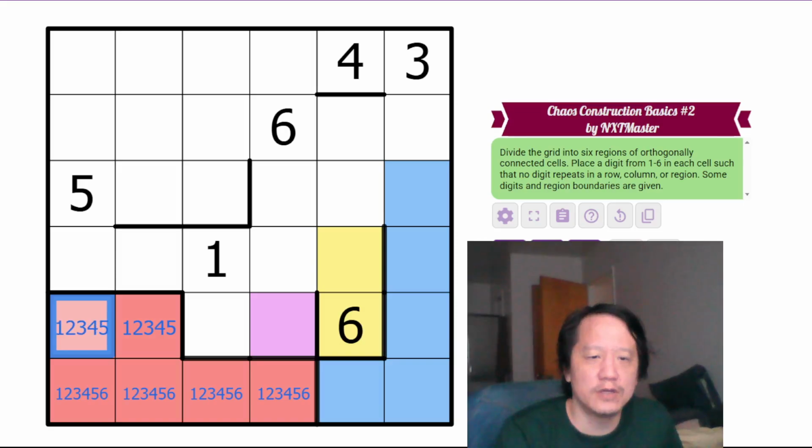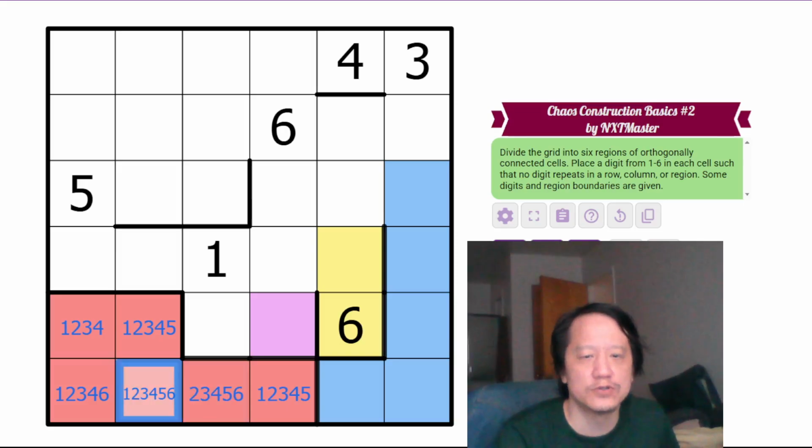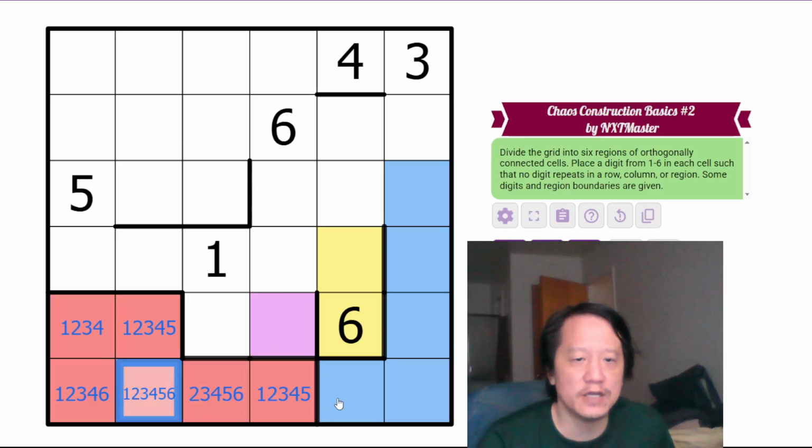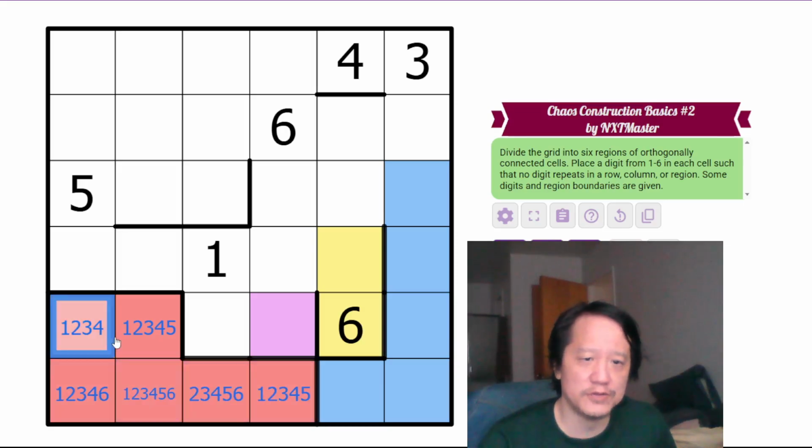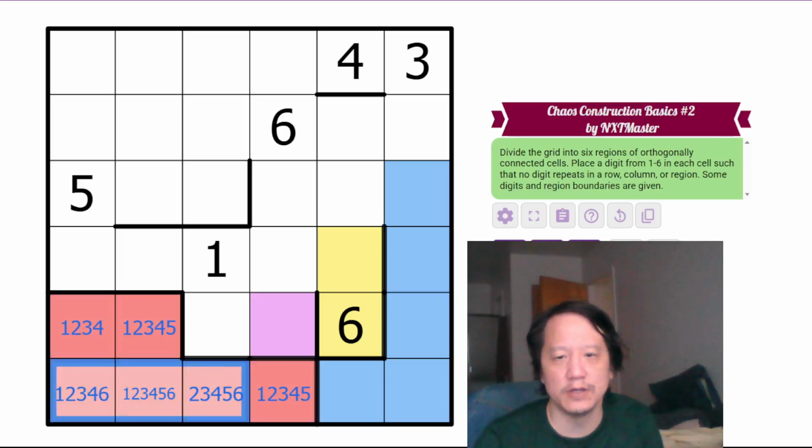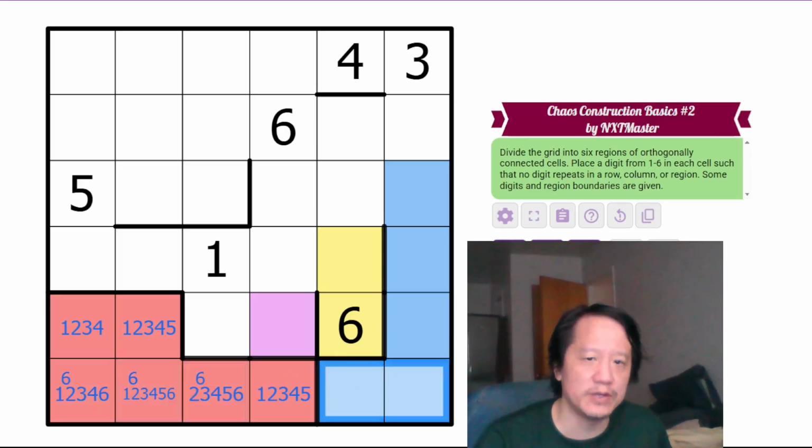6 can't be here, here. 5 can't be here, here. 6 can't be here. 1 can't be here. So where is 6 in this red region? It has to be here, one of those 3. That means 6 cannot be here in the blue region.